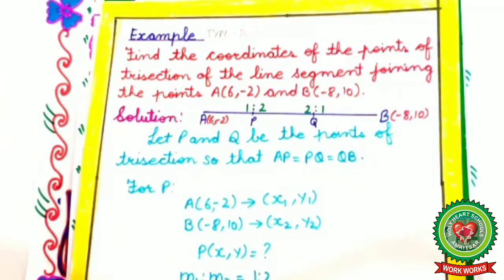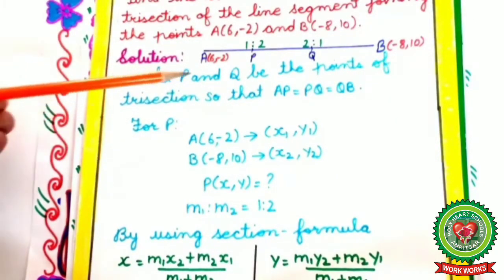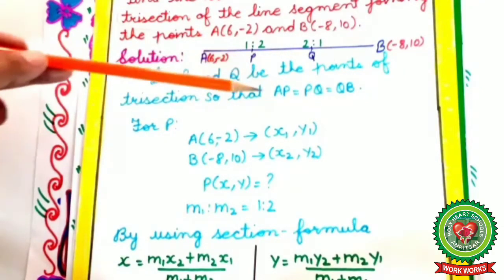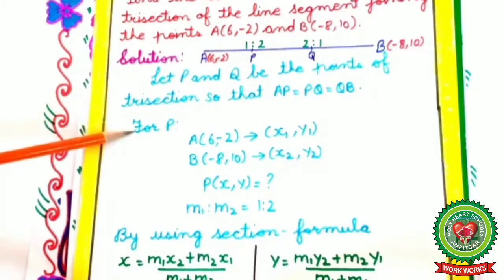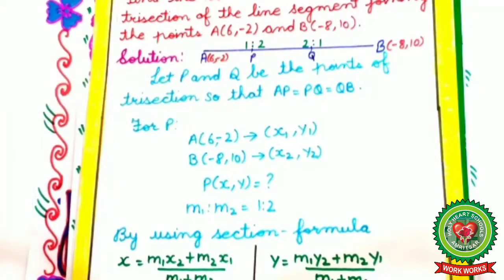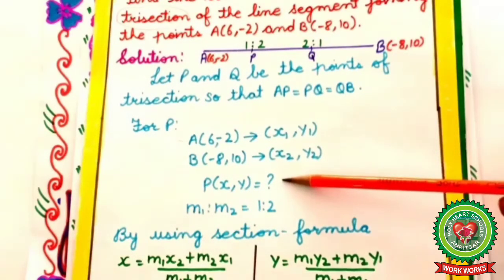Now first of all, for the coordinates of P, let P and Q be the points of trisection so that AP equals PQ equals QB. So for P, the coordinates of A are denoted by x1, y1, the coordinates of B, x2, y2, and we have to find the coordinates of P.